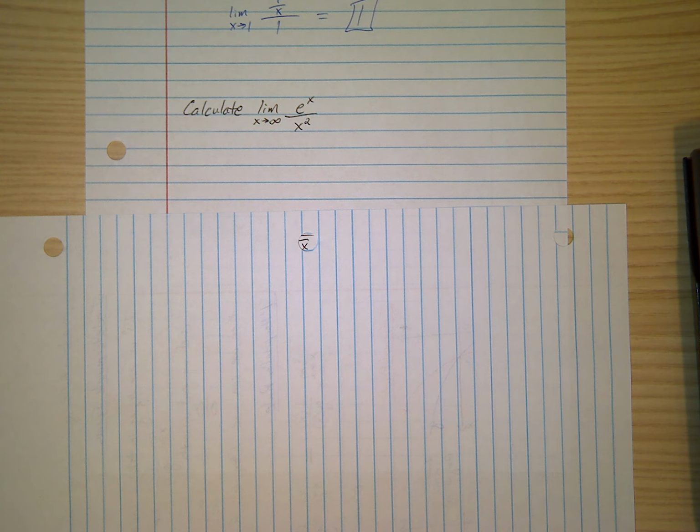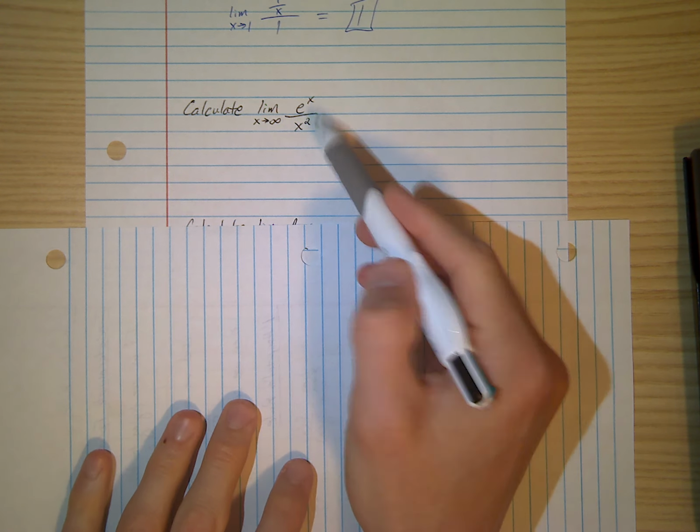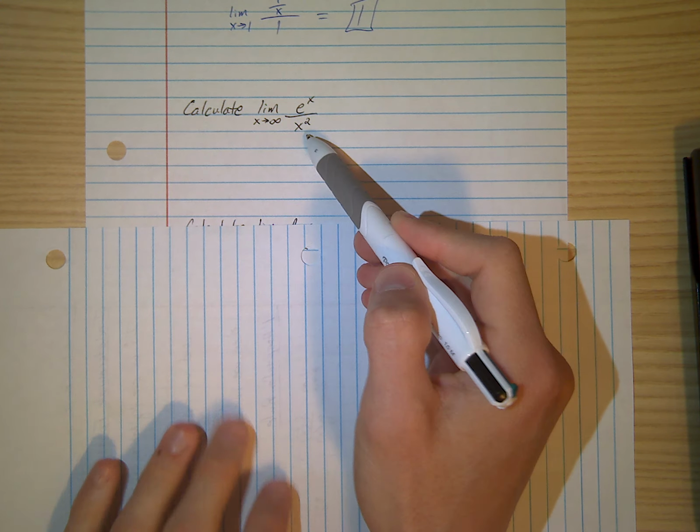So this works with infinity as well. If I'm taking the limit as x approaches infinity of e to the x power over x squared, well, if you think about it, this is an exponential function, this is a quadratic function.